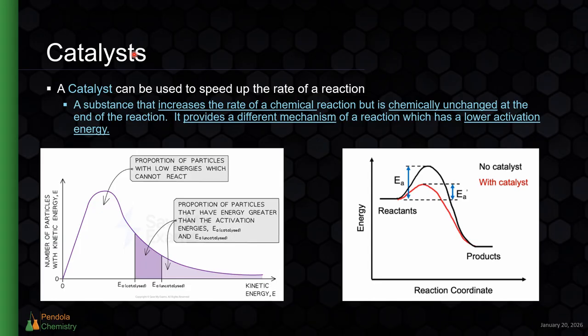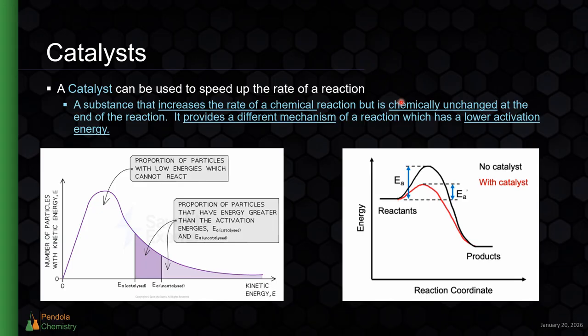A catalyst can be used to essentially speed up the rate of the reaction. It's a chemical or a substance that when added to a reaction will increase the rate of the chemical reaction, but is chemically unchanged itself. What that means is that if I put 20 grams of a catalyst into a reaction, the rate of the reaction will speed up, but at the end of the reaction, once it's done, I will still have the 20 grams of the original catalyst that I put in. That's what we mean by it's chemically unchanged.